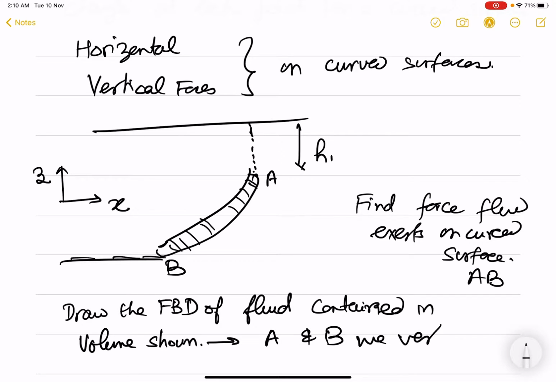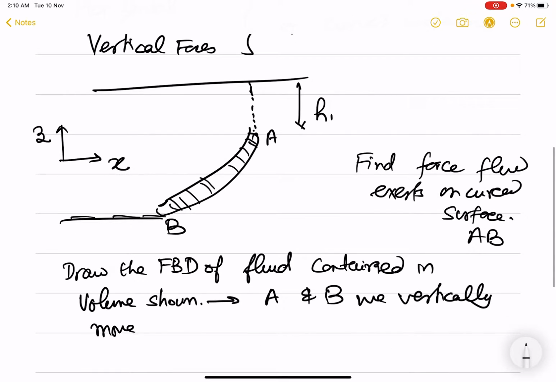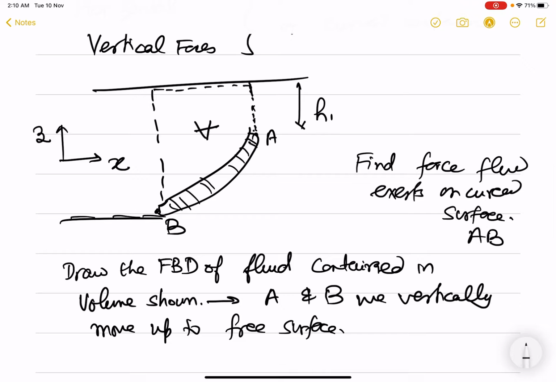Now the shown volume is from A and B. We vertically move up to the free surface. So from A when I move to the free surface, and from this B we move to the free surface. And this is the volume V which I am writing.